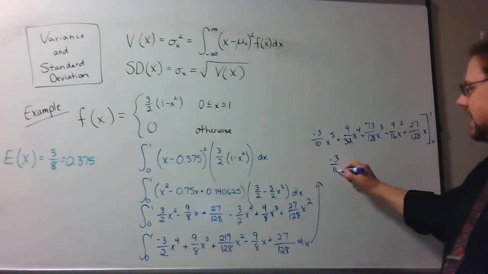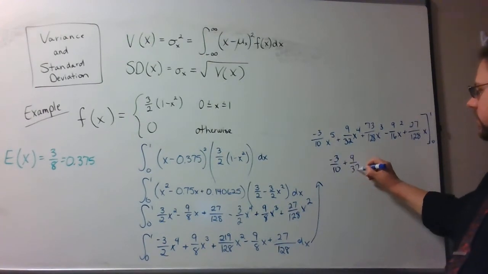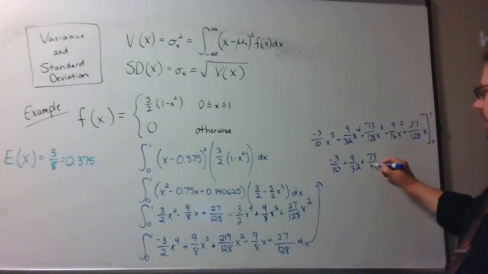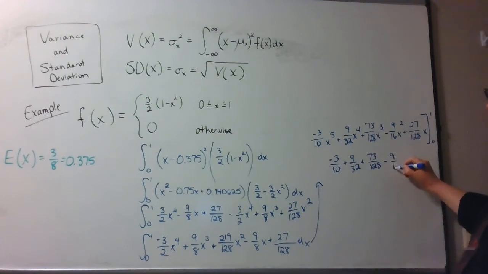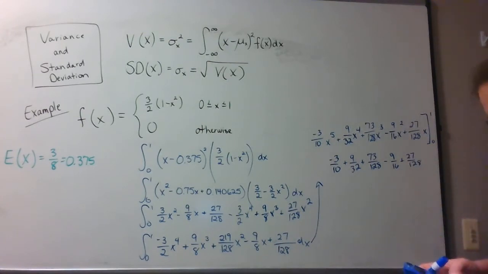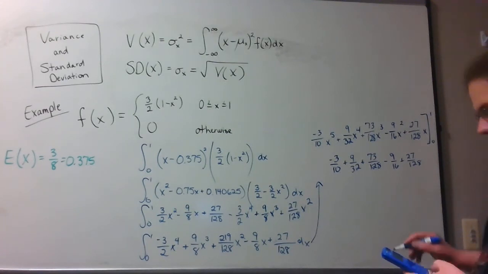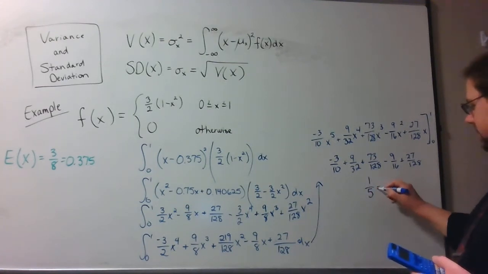So it's negative 3 over 10 plus 9 over 32 plus 73 over 128 minus 9 over 16 plus 27 over 128. So all I have to do is just do that math. And so I'm going to do negative 3 over 10 plus 9 over 32 plus 73 over 128 minus 9 over 16 plus 27 over 128, and I get 1/5, which is 0.2.